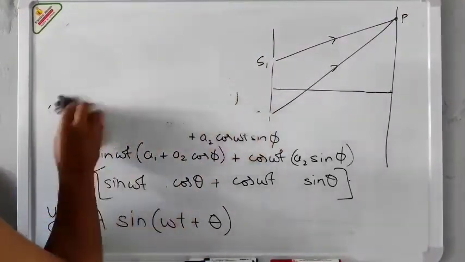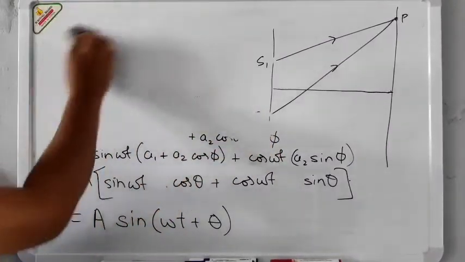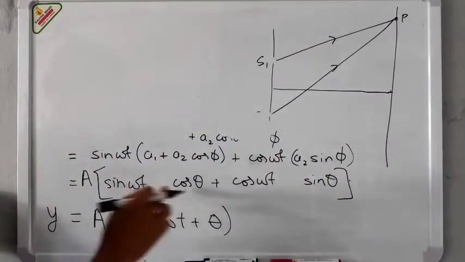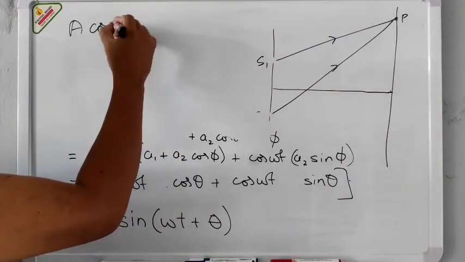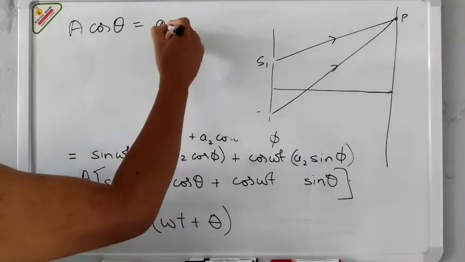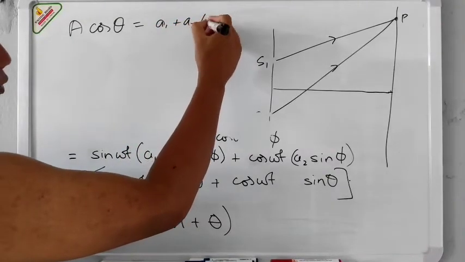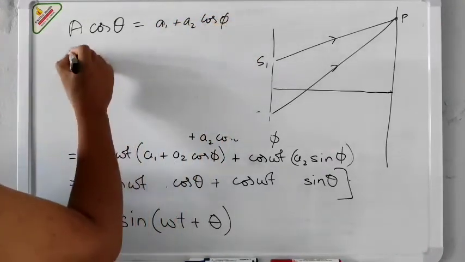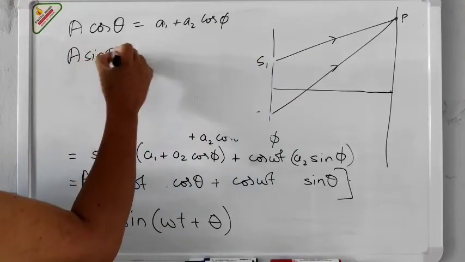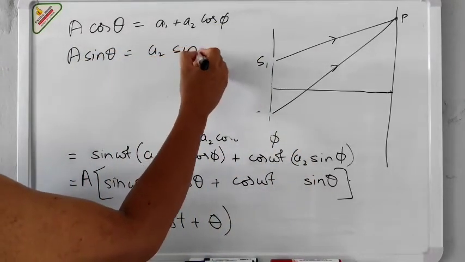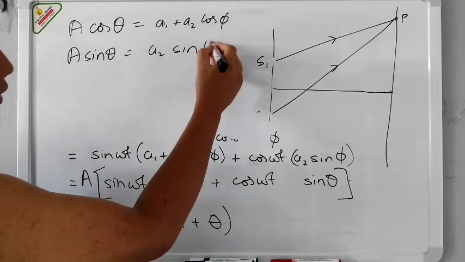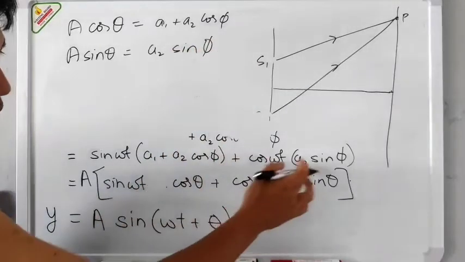We consider that A cos theta is this term. A cos theta is equal to A1 plus A2 cos phi, and A sin theta is equal to A2 sin phi.